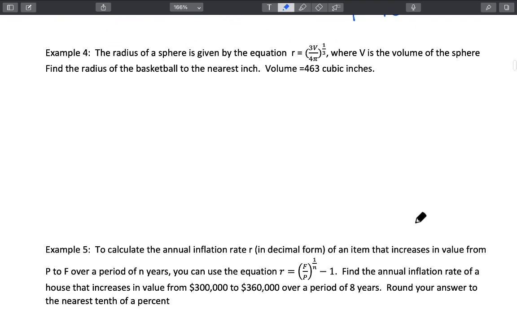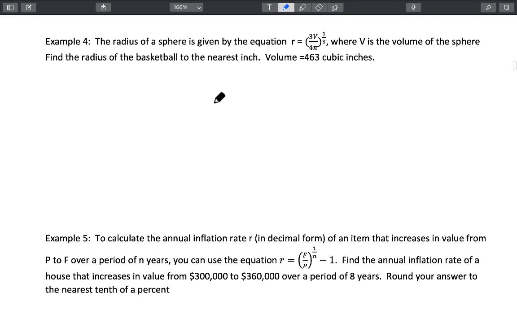All right, in our next example here, we got the radius of a sphere, and it's given by this equation. Radius is equal to 3V divided by 4 pi, all raised to the 1/3 power. Hey, 1/3 power really just means we're taking the cube root of that result. So find the radius of the basketball to the nearest inch when the volume is 463. We are going to substitute in what we know. We got 3 times 463 in our numerator, and we're going to divide that by 4 pi. And then the result of that is going to be taken to the 1/3 exponent, or the cube root.